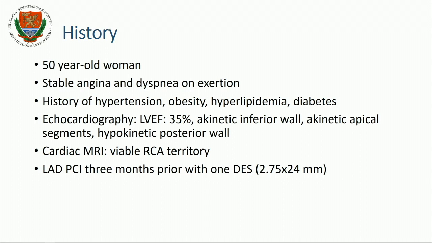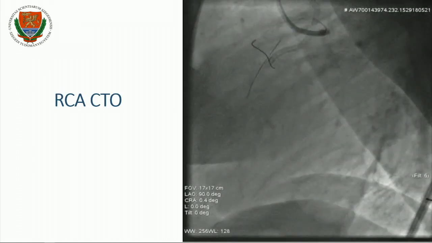She presented for a coronary angiography in another hospital, which found a significant LAD lesion and a right coronary artery CTO. In this other hospital, the LAD PCI was performed 3 months prior to our procedure with one drug-eluting stent. The size was 2.75 by 24 millimeters.